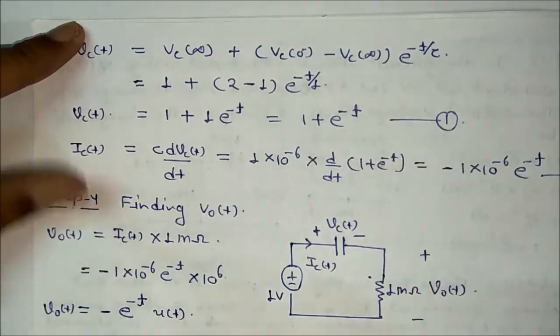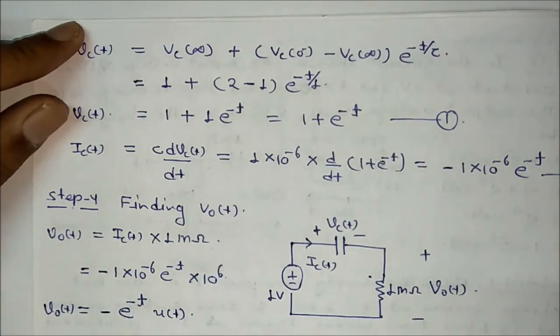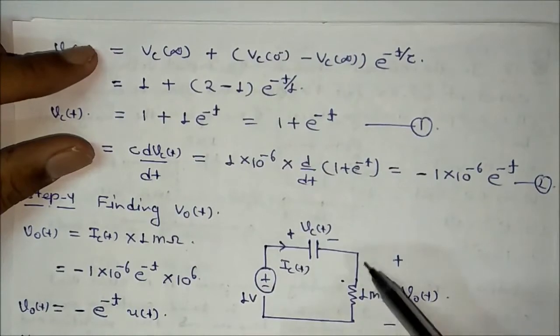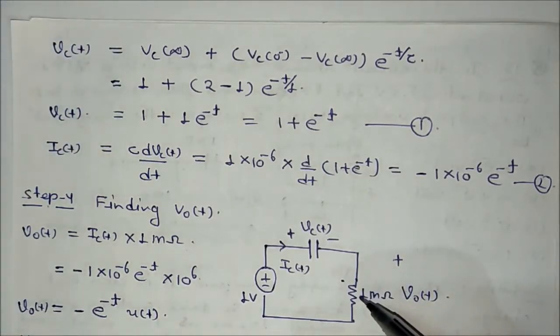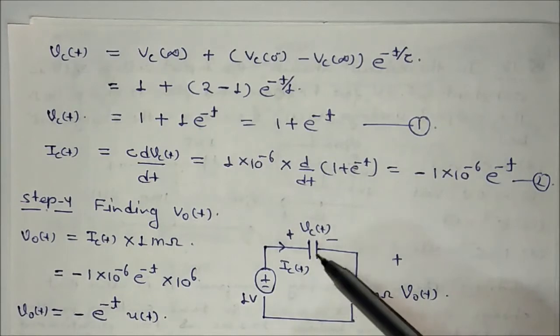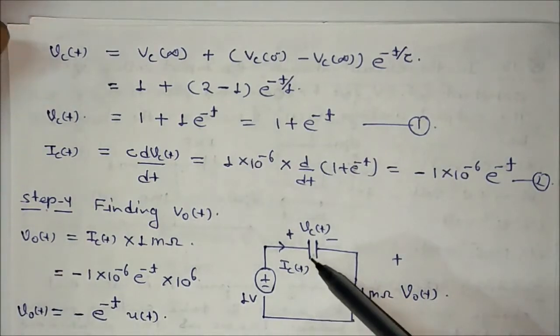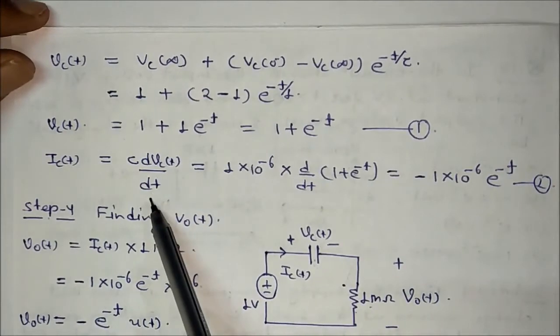Okay, now actually what it is asking about is v naught t. If you want to calculate v naught t, meaning the voltage across this resistance, it can be calculated if we know the current flowing through this resistance. Whatever current flows in this capacitor will also flow in this resistance. So we will calculate the current flowing through this capacitor, and we can easily calculate the value of ICT, that is equal to C dVc by dt.